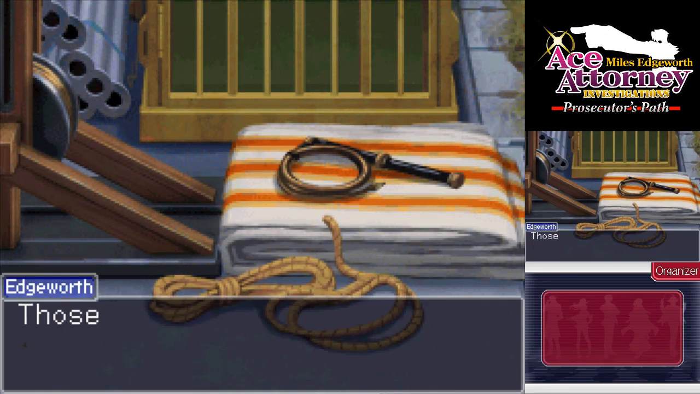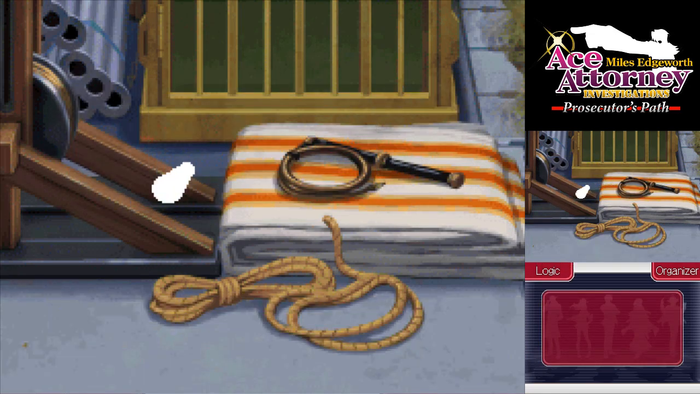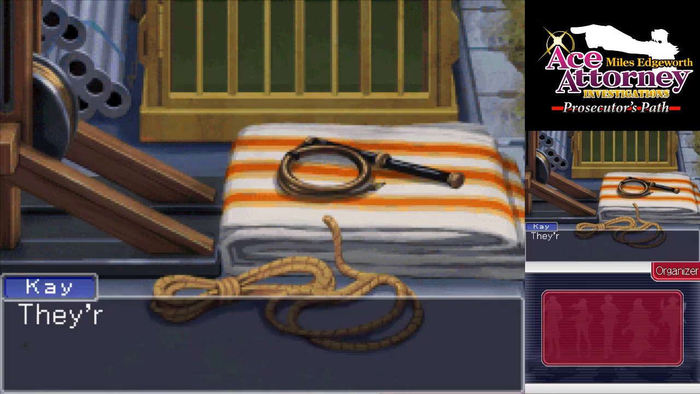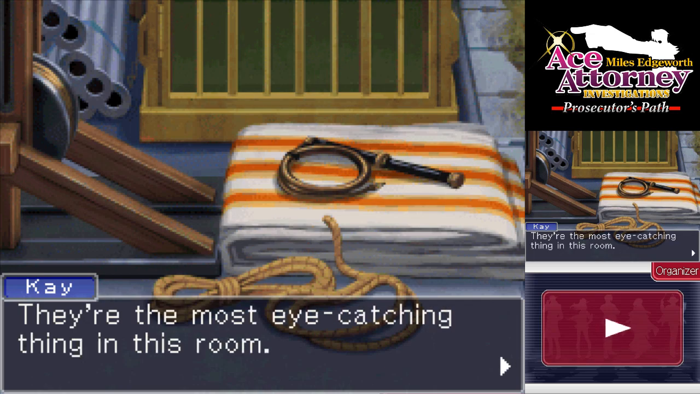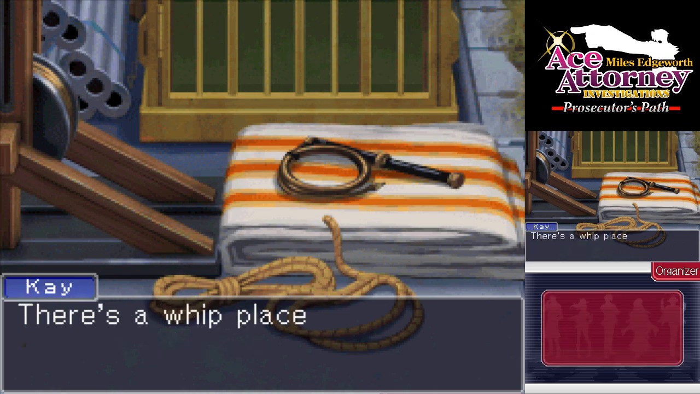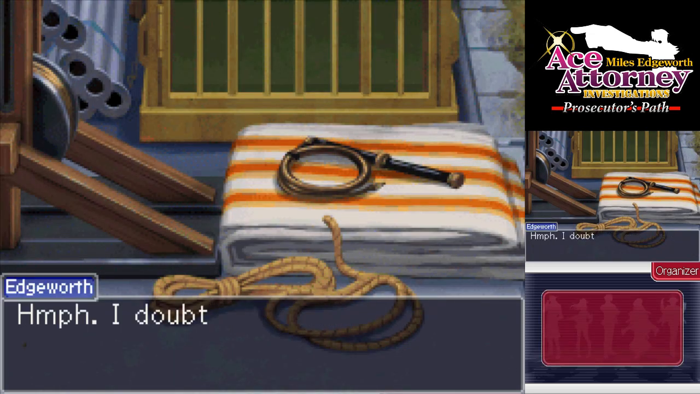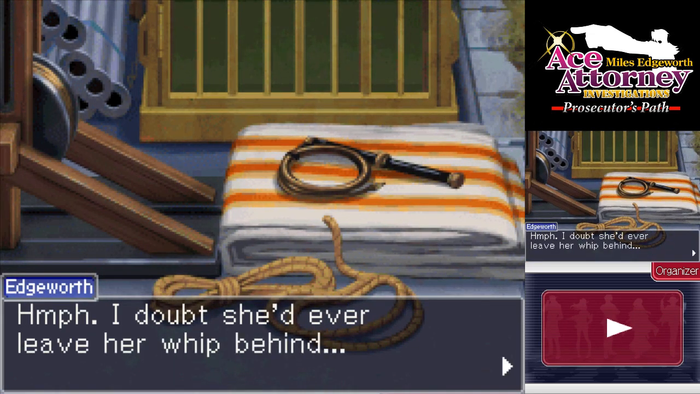That's a whip. Those are some colorful sheets. They're the most eye-catching thing in this room. They don't fit in with the prison. There's a whip placed on top of the sheets. Reminds me of the whip lady. Maybe she left her whip here? I doubt she'd ever leave her whip behind.